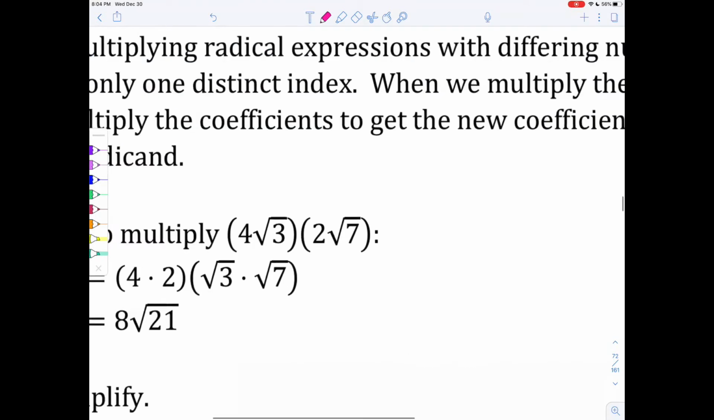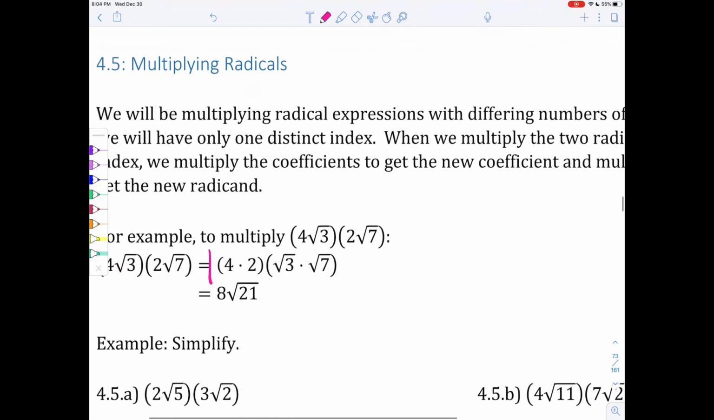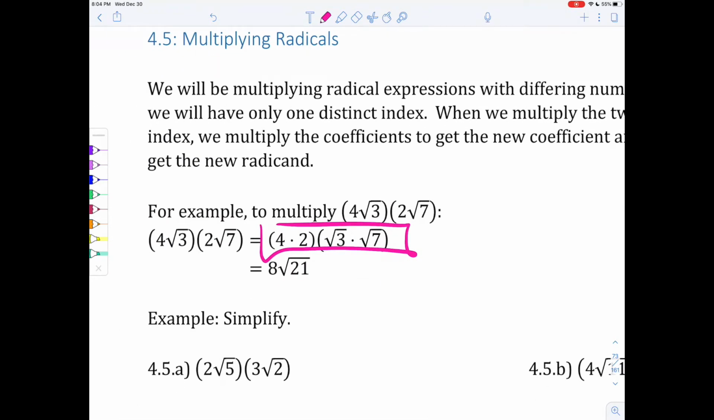When we do, we take the coefficients and multiply them together to get the new coefficient. And we take the radicands and multiply them together to get the new radicand. If you want to throw in a substep, you can throw in this part right here, but it is extremely unnecessary. This one-step multiplication, we think you could do pretty quickly, but if you need that middle step, that's cool and you can do it. But again, the whole number components get multiplied to give you your whole, and then your radicands get multiplied to give you your new radicand.